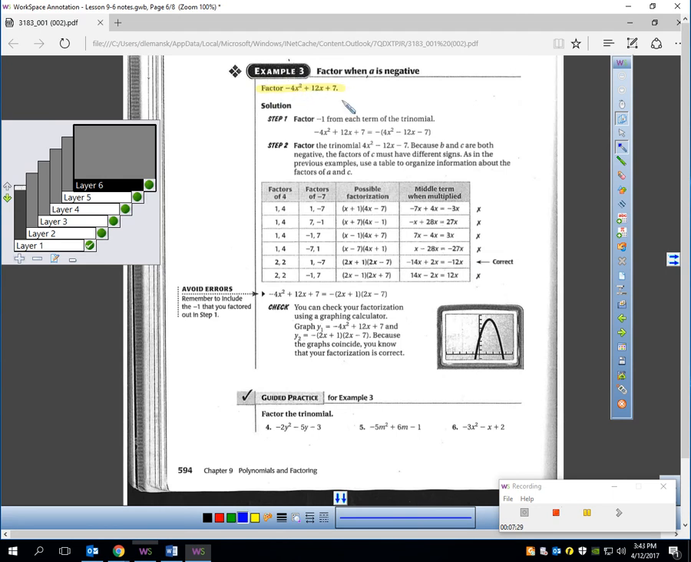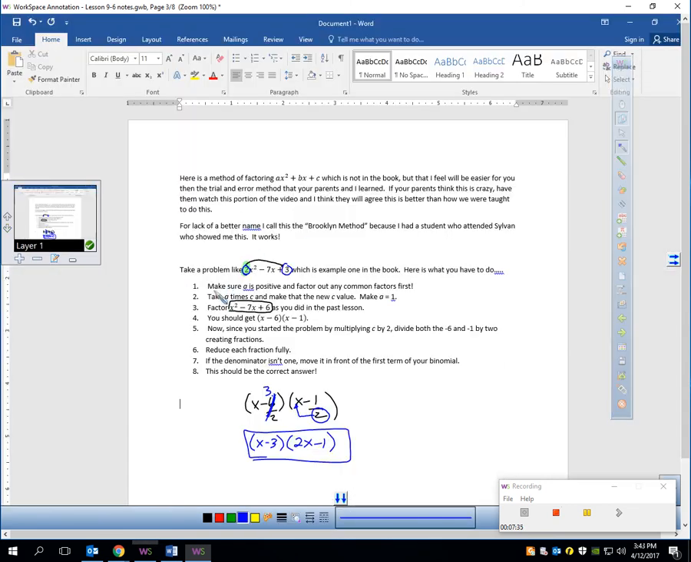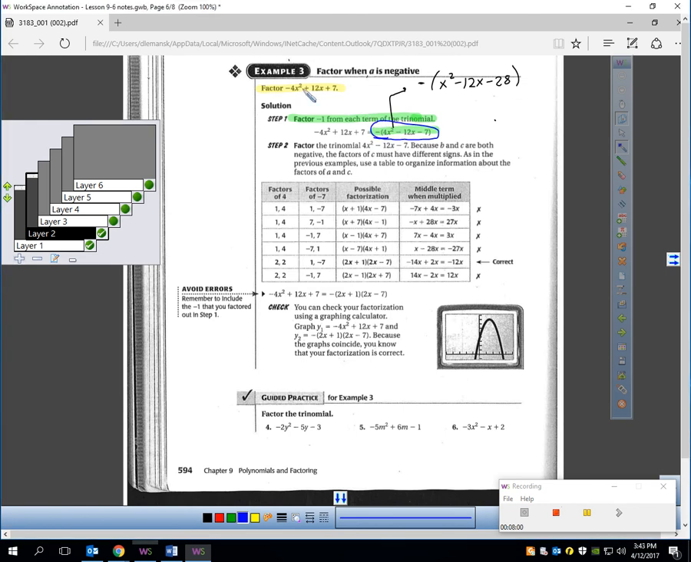Factoring a problem like this. Now remember, if I go back a few slides, the first step of the Brooklyn method was to make sure A is positive and factor out any common factors. So going back, you notice A is not positive. So I have to factor negative 1 out of the trinomial. So let's do that. If I factor out the negative, you'll see it right here. Let me circle it. You'll see that if you factor the negative out, I'll have a positive 4x squared, a negative 12x, and a negative 7. So just keep that negative factor out front.